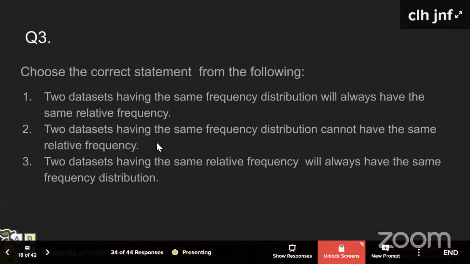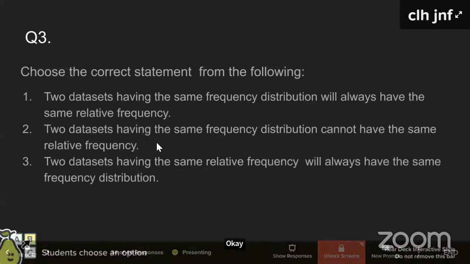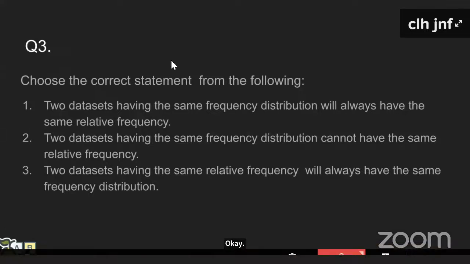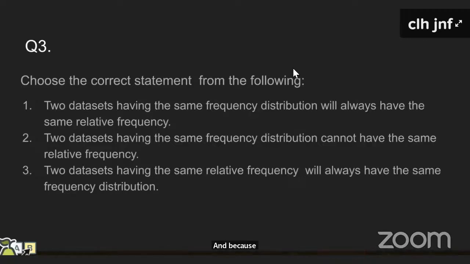Okay. So what should be the correct option here? Option 1. Fine. Why not option 3? Ma'am, because the relative frequency can be the same, but the frequency distribution can be different. Like if we have a total number of observations 10 and we have 2, we get the relative frequency 0.2. But if we take 100 observations with relative frequency 0.2, it is 20.